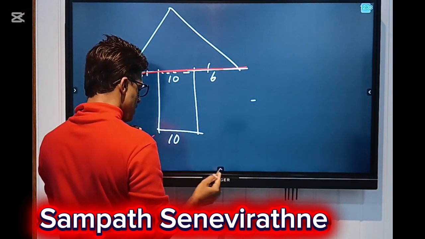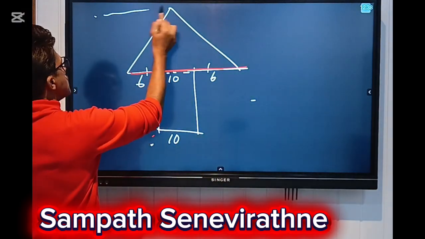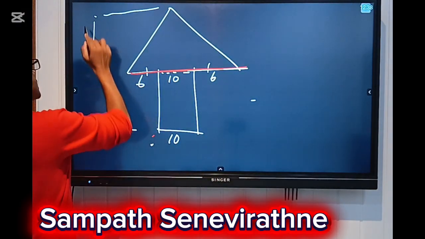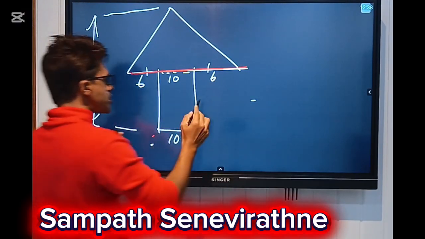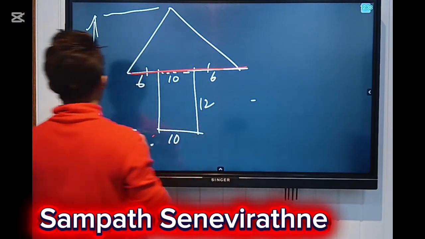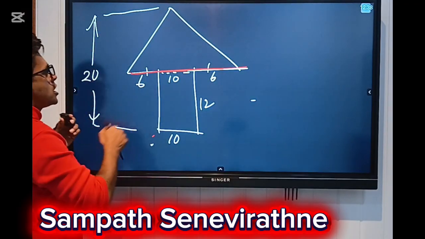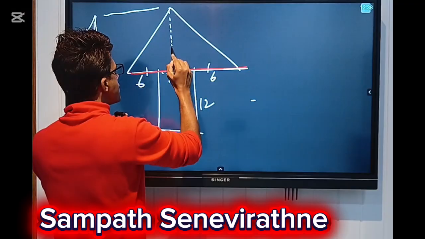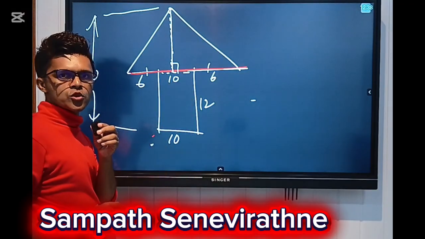And also it has given this height, from here to here. This height that it has given in this question is 12, then this side is 20, then from here to here 20. In terms of getting the area of this triangle, we should know this perpendicular height as well.